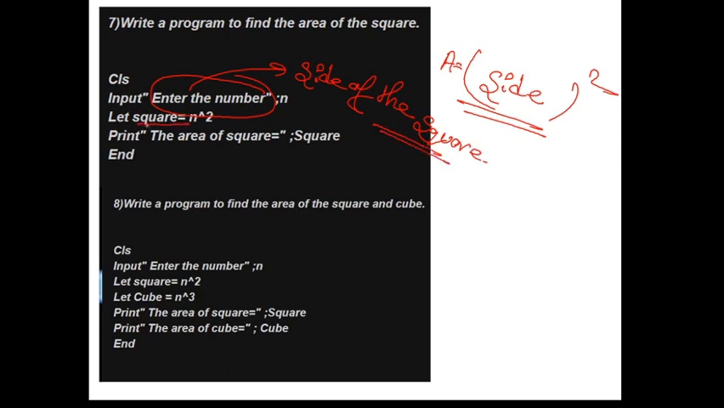Now, let square is equal to n caret 2. Why? Because side to the power 2 it is. Now, area of the square is equal to square, in this way. And for cube, just we are changing here to n caret 3. Because for cube, we all know that the volume of a cube is side whole cube, side to the power 3.